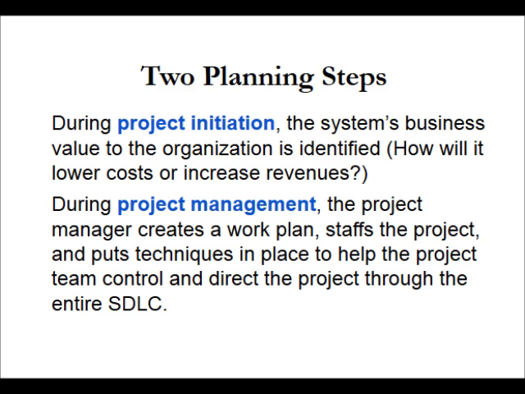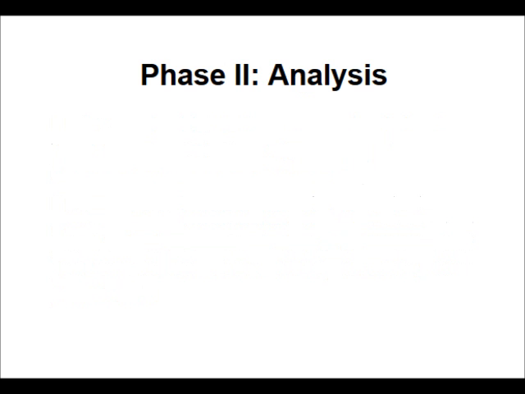During project initiation, the system's business value to the organization is identified. How will it lower cost or increase revenue? The second step in planning is project management. The project manager creates a work plan, staffs the project, and puts techniques in place to help the project team control and direct the project through the entire SDLC, or System Development Life Cycle.